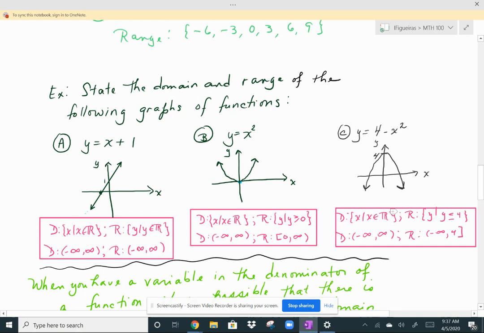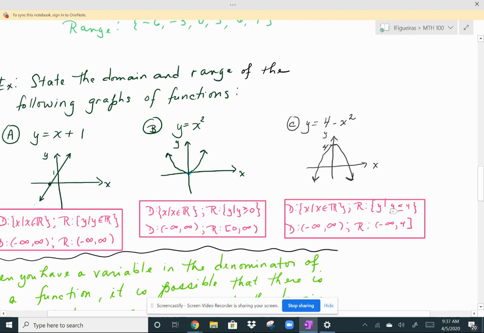All right, so let's go on to C. This is another parabola. This one happens to be facing downward. It's upside down. So again, your x can be anything. It could be positive, negative, 0, fractions, decimals, radicals, anything. So your domain is all real numbers. But your range: notice that these arrows indicate that this parabola goes downward forever and ever, but there's nothing above 4, right? There's nothing above 4. So your range is the set of all real numbers up to and including 4.